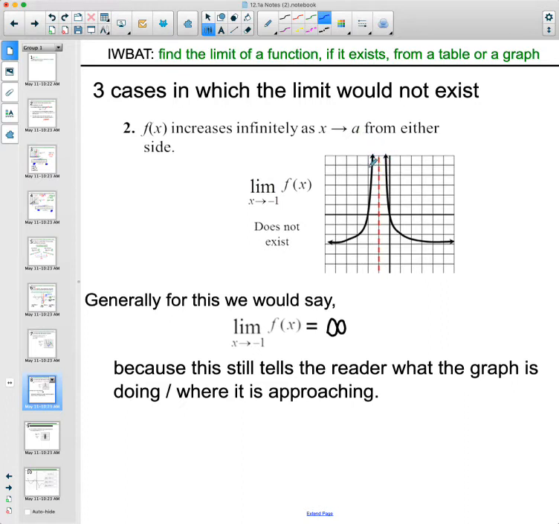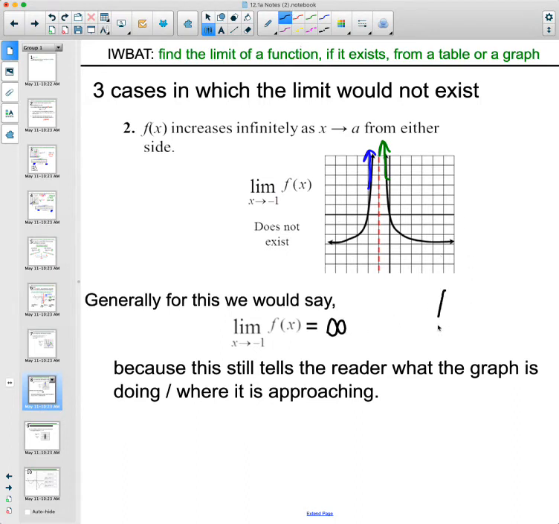Okay, so now if on both sides, so this red line is where we're approaching the limit of -1. From the left, it's approaching infinity. From the right, it's approaching infinity. So we would still say that the limit as x approaches -1 of the function is infinity. Okay, both sides are going towards infinity. So it does tell your reader something about your function. Okay, so we don't necessarily write that it does not exist. We would say that it's going towards infinity.